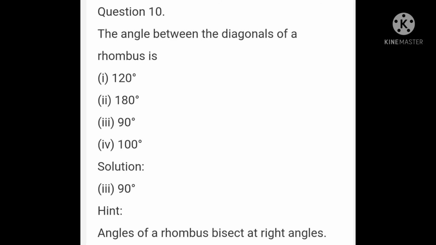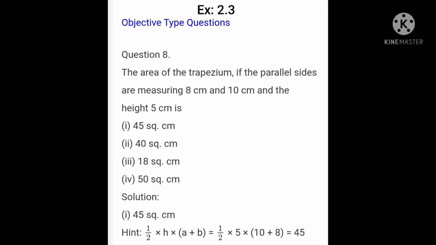Now next one, the angle between the diagonals of a rhombus is. Diagonals of a rhombus bisect at right angle. So the answer is 90 degree.